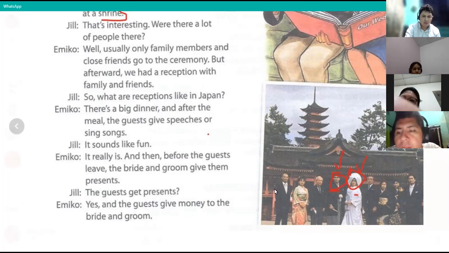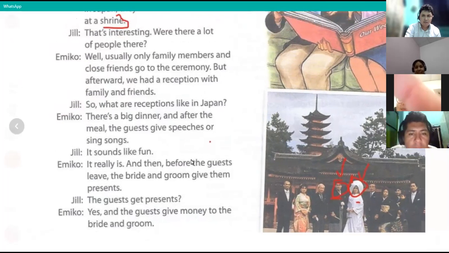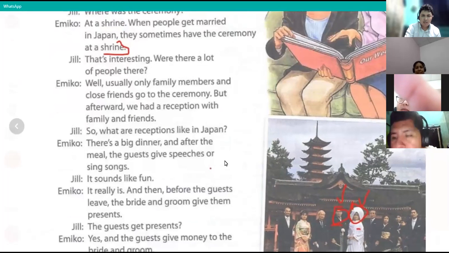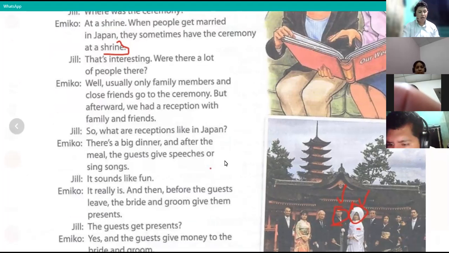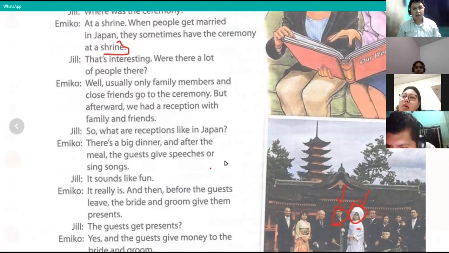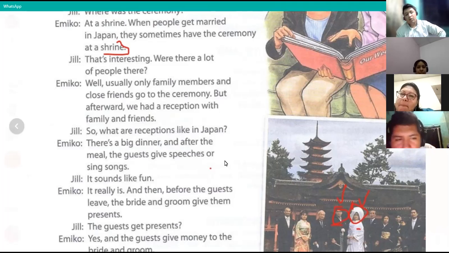Teacher, ya terminamos. What happened? Speeches or sing song? No, speeches is discursos. To talk. Discursos. To talk. Cuando la gente se gradúa, dan un discurso. Cuando hay una ceremonia, por ejemplo, el traspaso de los diputados, dan un discurso. Ese es un discurso, all right? Speeches.